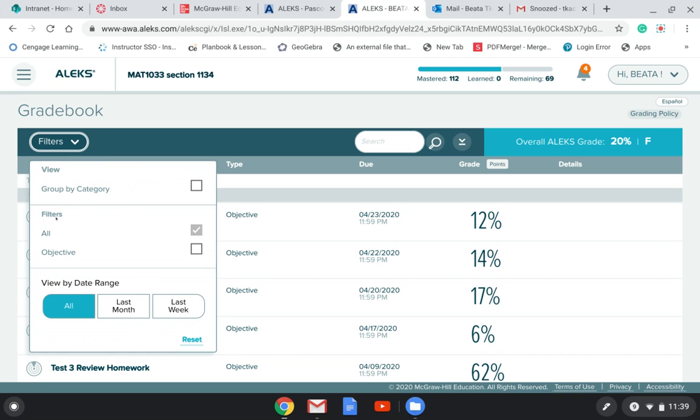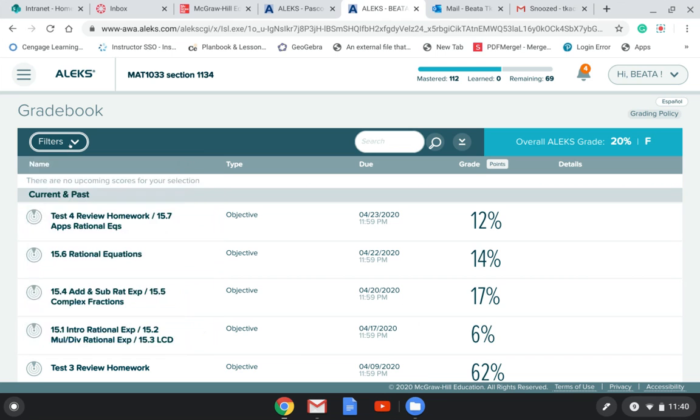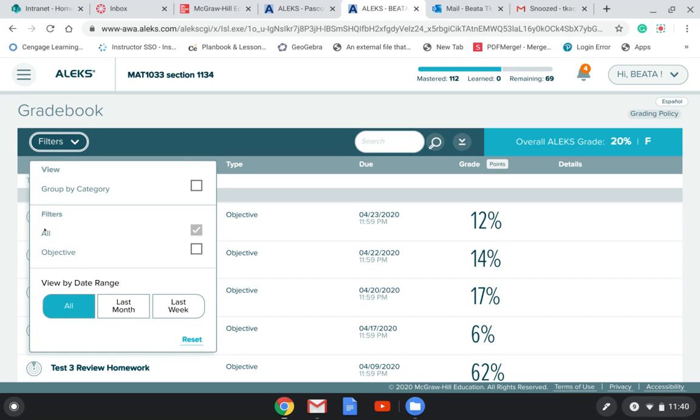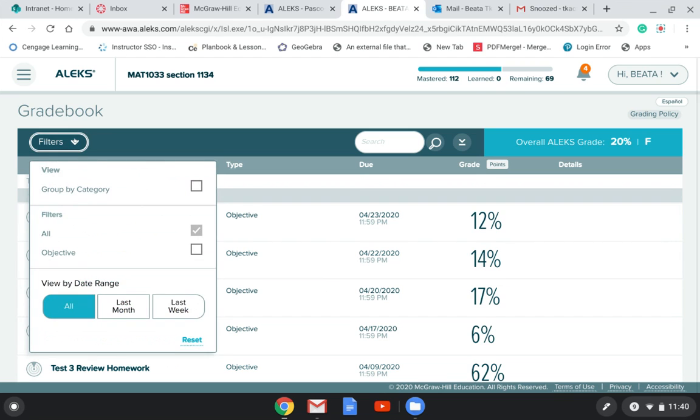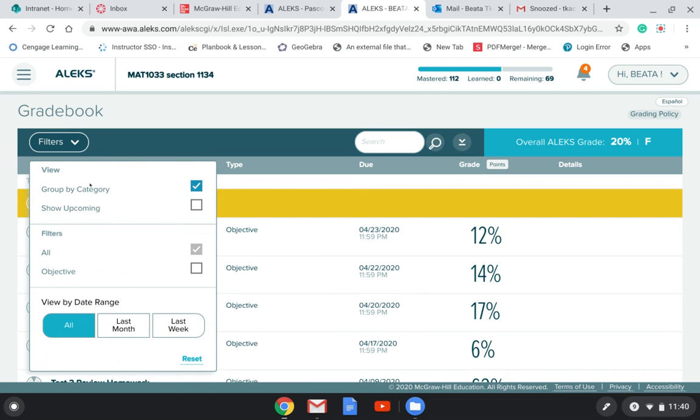If you don't know, you can also filter objectives. Let's do all and restart it. If you do all, you should be able to see your test grade, which I think everybody shows objective. Group by category. Okay, I have to click on group by category. So again, objective, it's your homework. Just keep it all and reset.